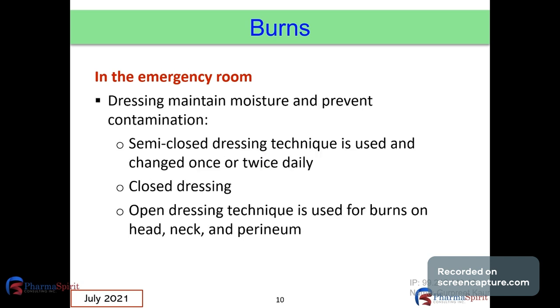Another thing we need to do in the emergency room is dressing. The main goal of dressing is to maintain moisture in the skin, prevent contamination, and reduce the risk of infection. There are different types of dressing techniques. Here we're talking about the techniques, not the type of dressing.